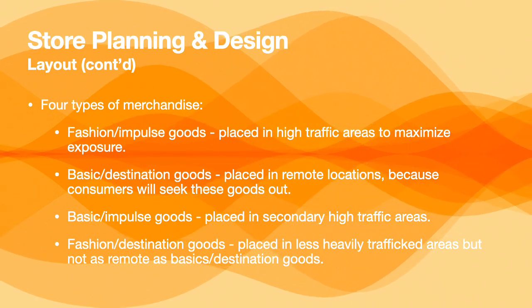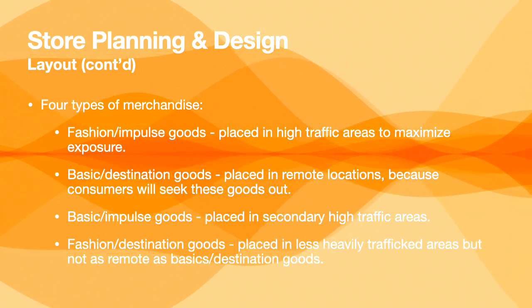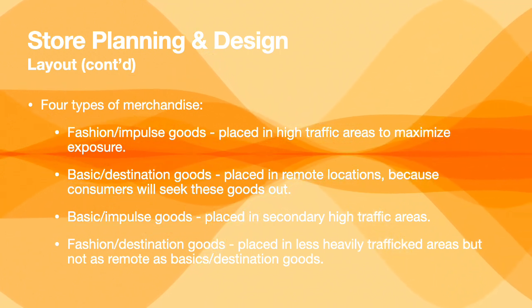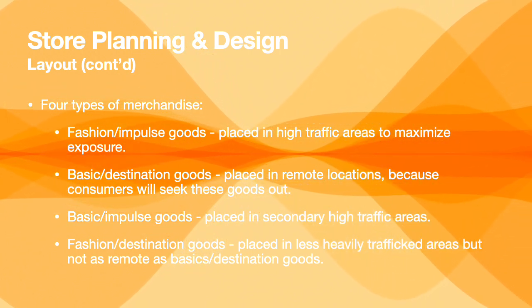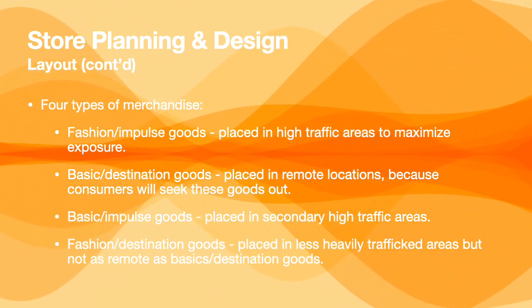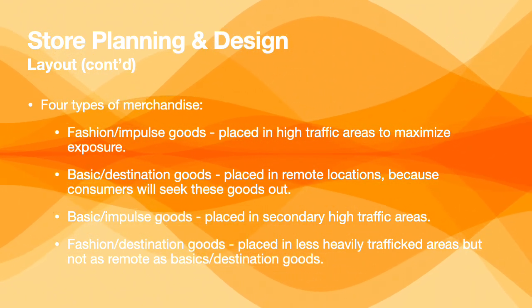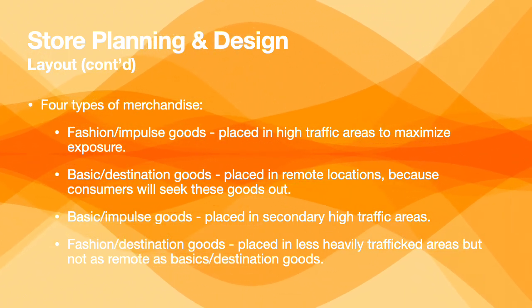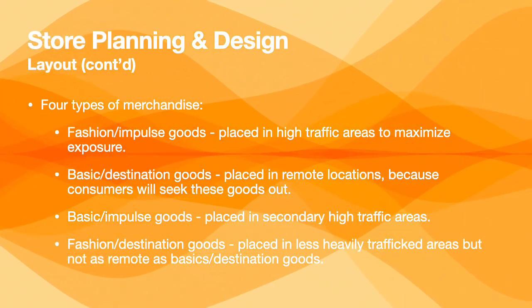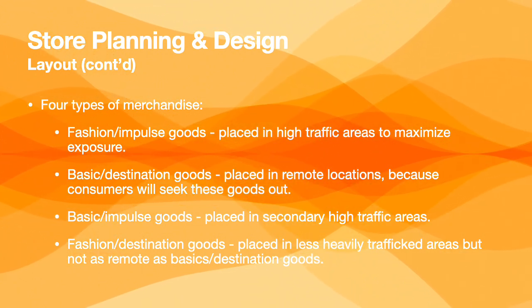There are 4 types of merchandise: fashion and impulse goods, basic and destination goods, basic and impulse goods, and fashion and destination goods. Fashion and impulse goods are those that are placed in high traffic areas to maximize exposure. Their aesthetic appeal encourages consumers to buy on impulse. Basic and destination goods are placed in remote locations because consumers will seek out these products. As consumers navigate the store in search of these products, they're exposed to other merchandise.